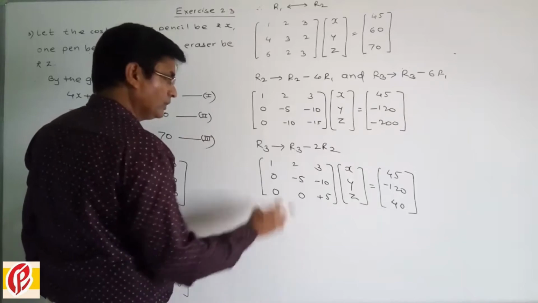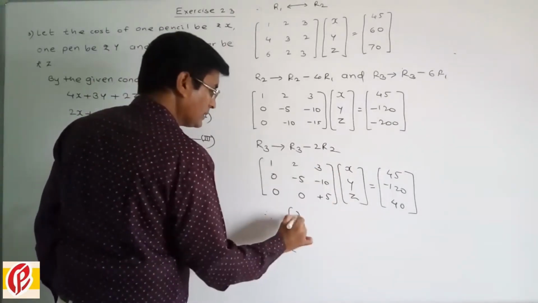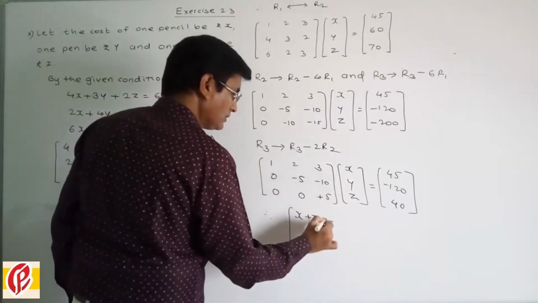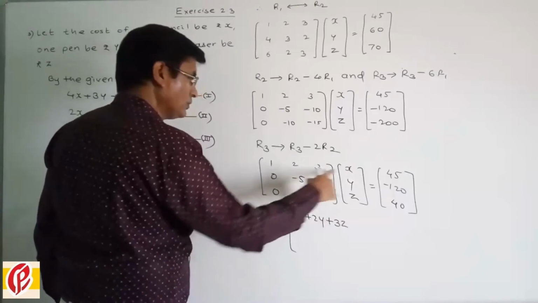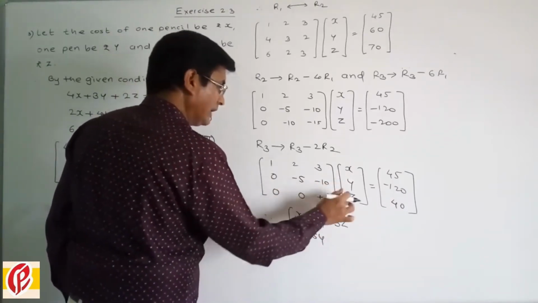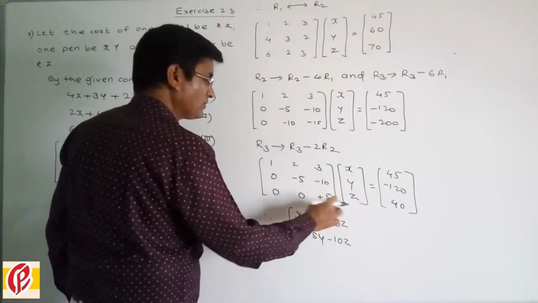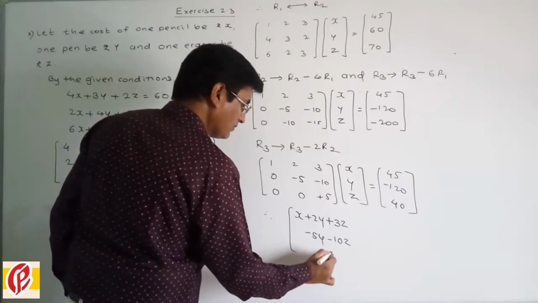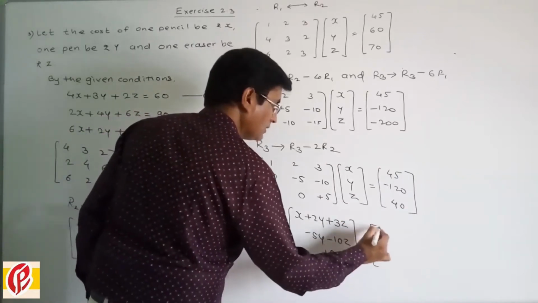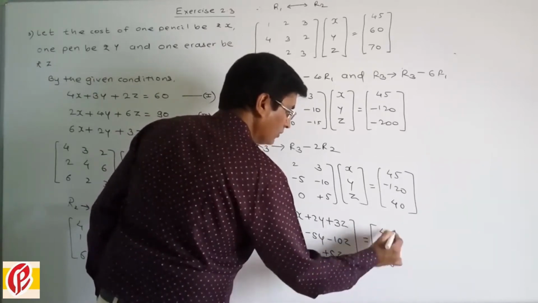Therefore multiply these two matrices: 1 into x plus 2 into y, plus 2y plus 3z. Then 0 into x 0, minus 5 into y, minus 5y minus 10z. Then second 0 0, so plus 5 into z. So plus 5z is equal to, here is 45, minus 120 and 40.